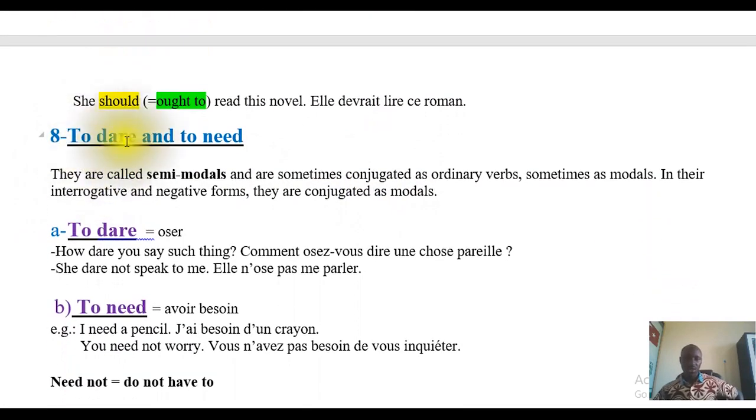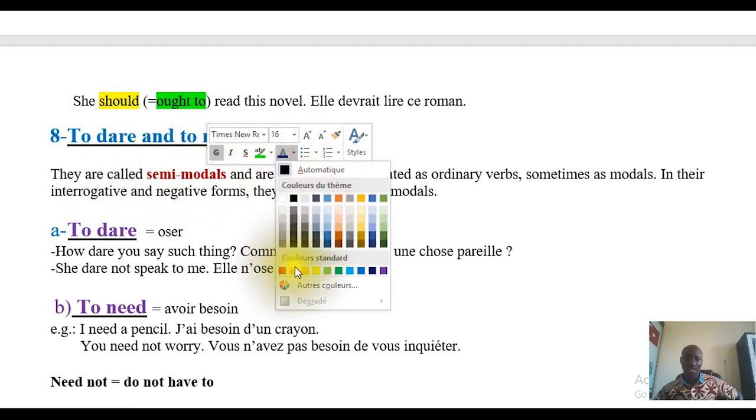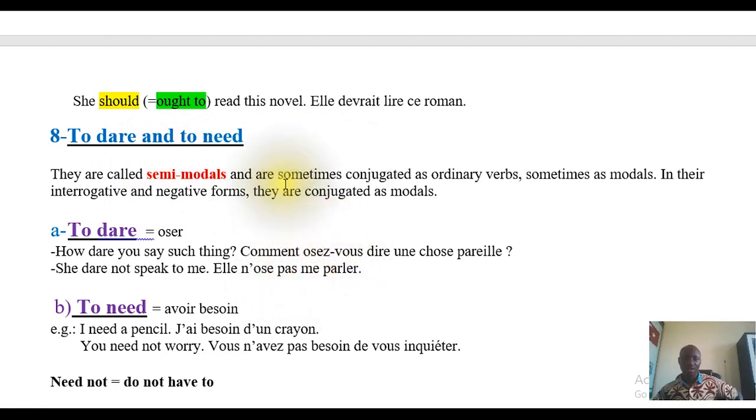To dare and to need. They are called synonyms. Okay, they are called semi-modals. They are called semi-modals and are sometimes conjugated as ordinary verbs, sometimes as modals.